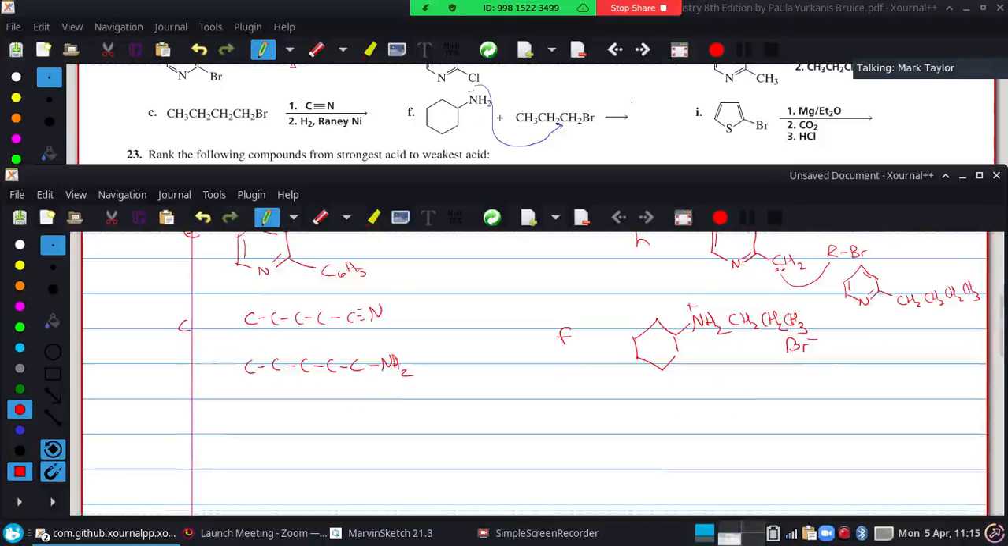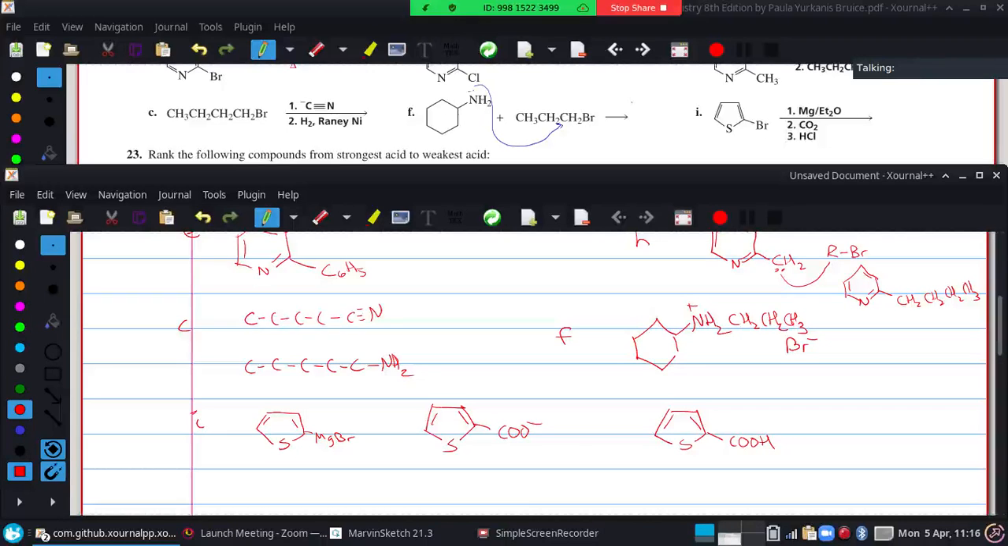And finally, I has a sulfur with that bromine. Alright, but after our treatment with magnesium, we'd have MgBr, and then with carbon monoxide, that'd be COO minus, and then the HCl will just protonate it. Yeah, that'll work.